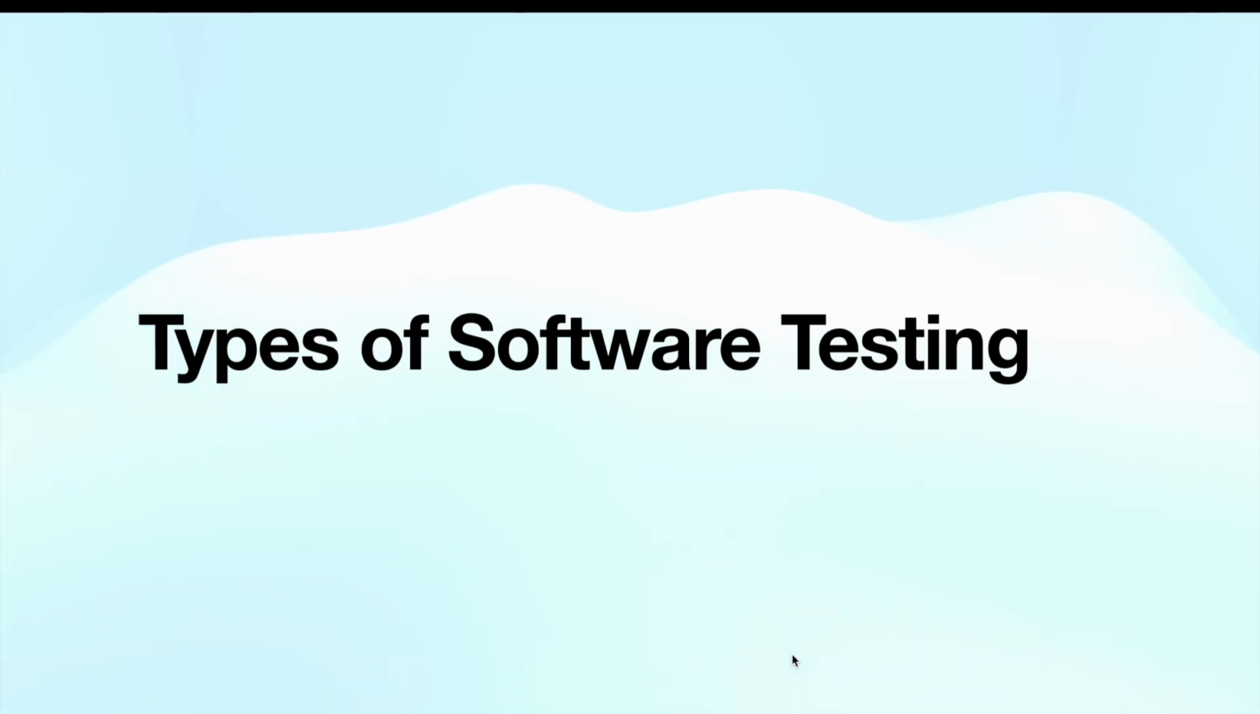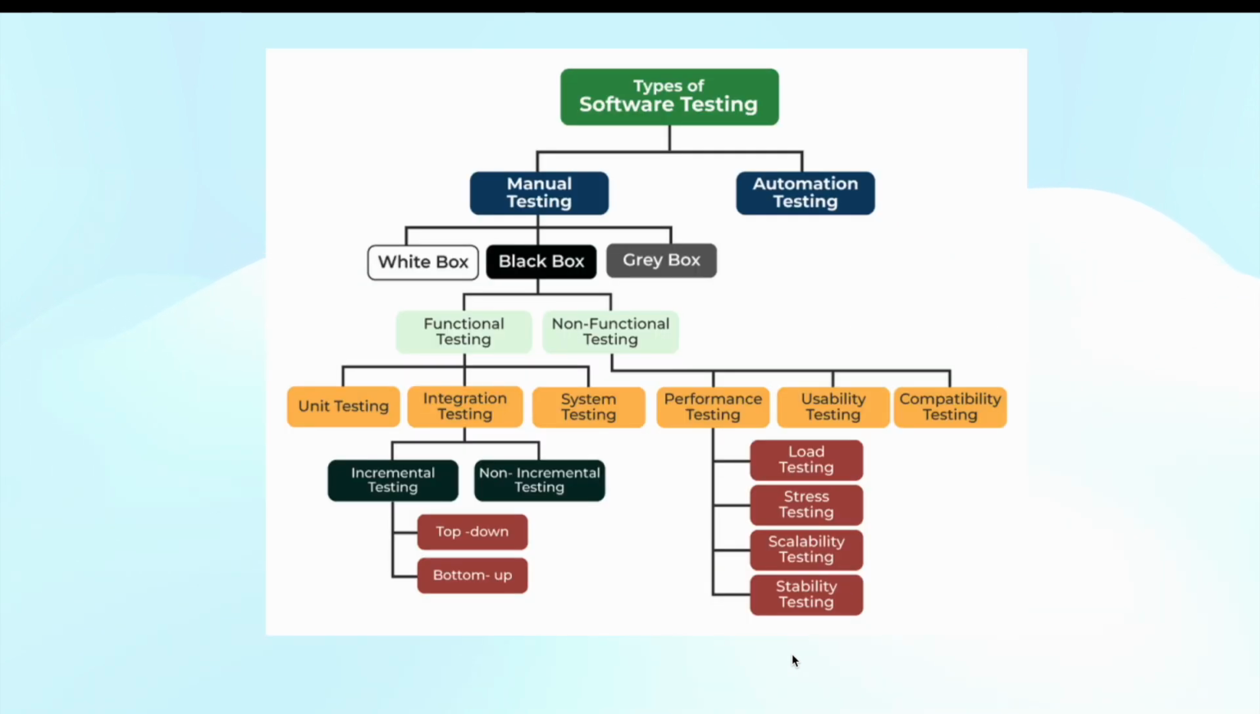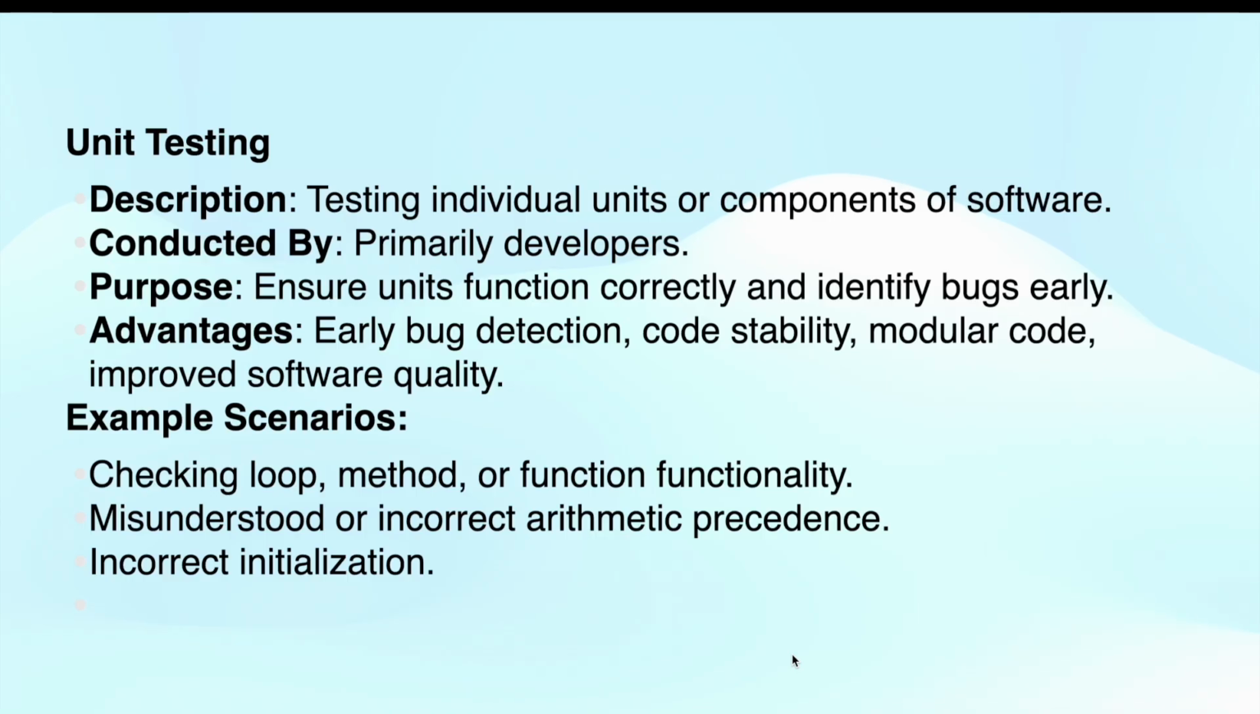This is part 2 of types of software testing. Today we'll be focusing on functional testing. What are the types of functional testing? Till now we have covered in part 1 manual testing, white box testing, black box testing and gray box testing. So this we have covered already. We will start today from unit testing.